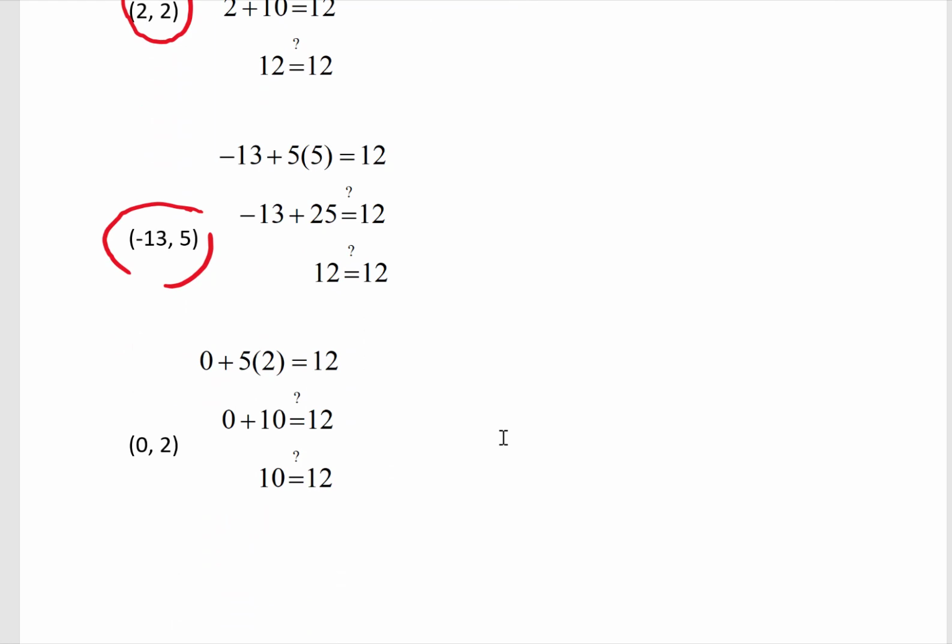And the last ordered pair is 0, 2. I've replaced x with 0 and y with 2. And on the left side, I have 0 plus 5 times 2, which is 10. And on the left side, I have 10, which does not equal 12. So this does not satisfy the given equation.